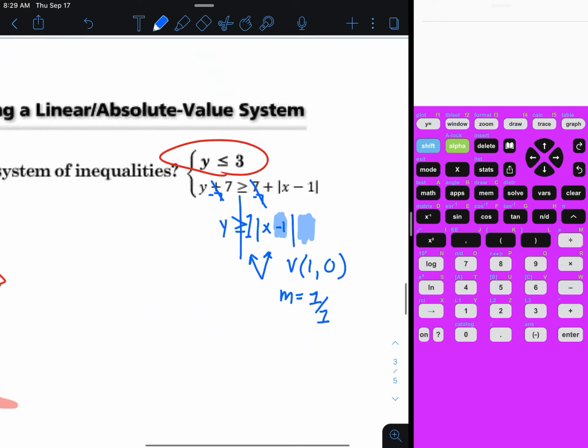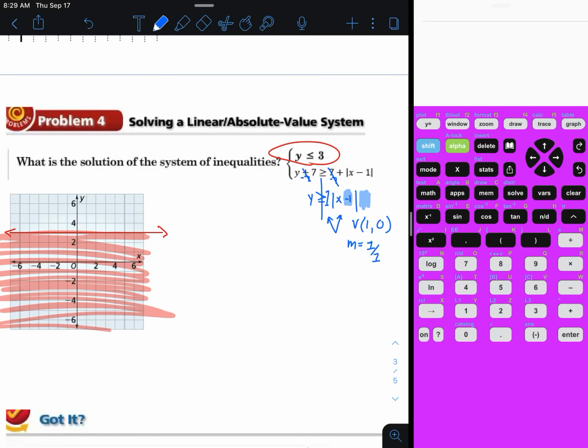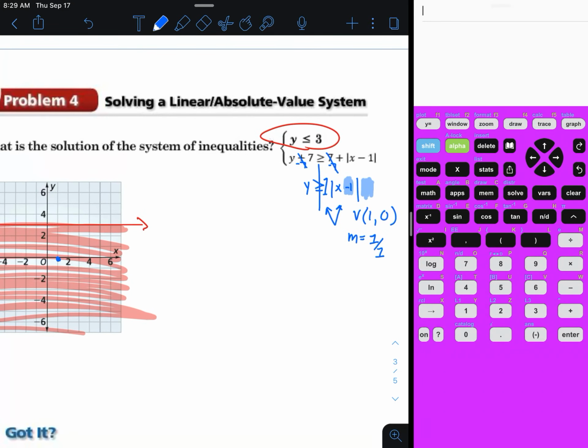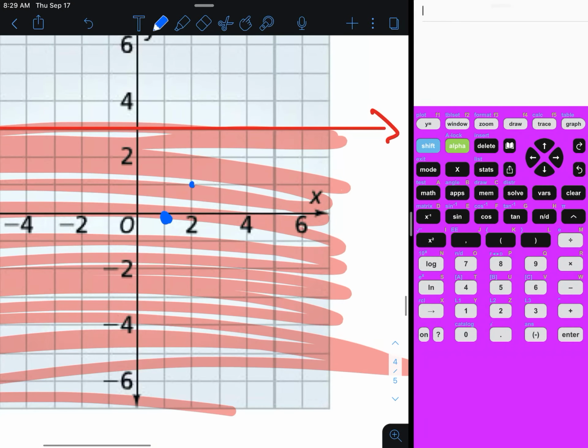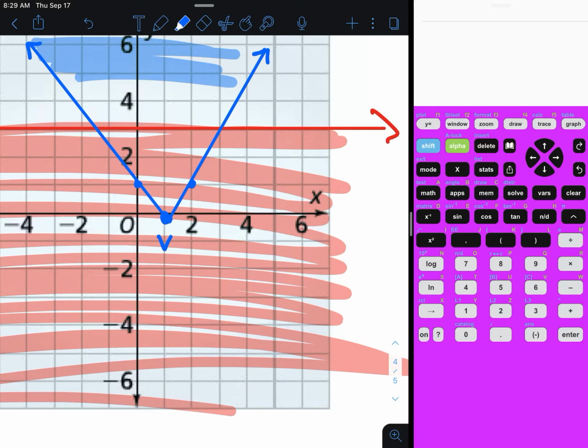Let's go ahead and plot that. I'm going to go over 1, up 0. That is my point, my vertex. And now I'm going to go up 1, over 1 on both sides to make a V shape for my slope. It was greater than or equal to, so notice I'm using a solid line because it was equal to. And because it was greater than, when I shade, I'm going to shade above my V. So I can see this double overlapped shaded area here. I'll highlight it in dark purple.